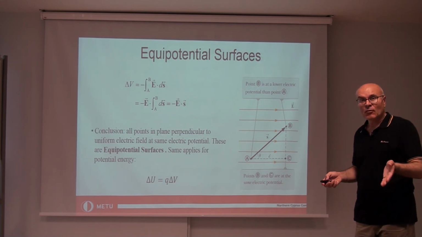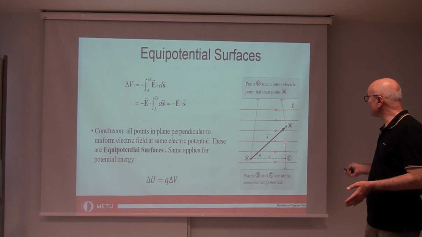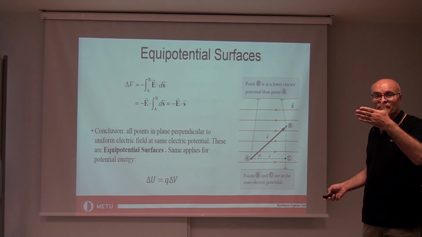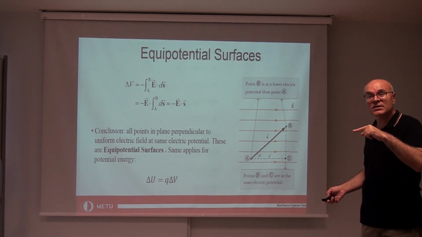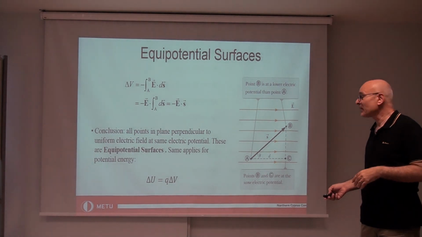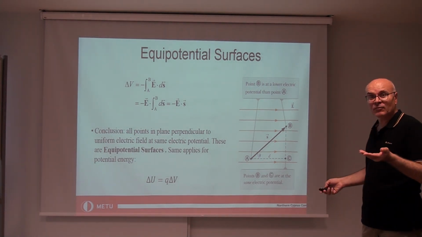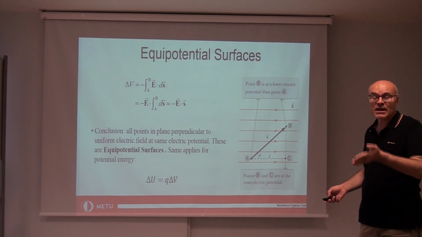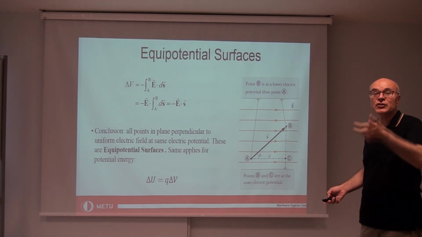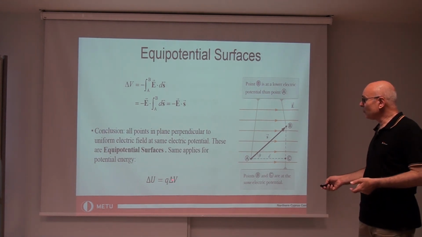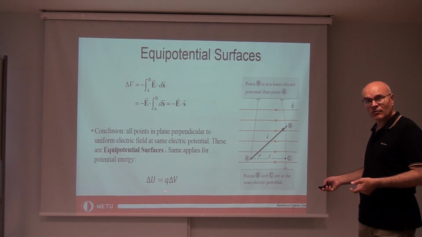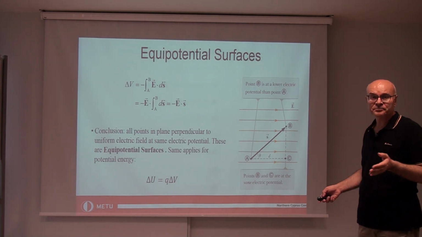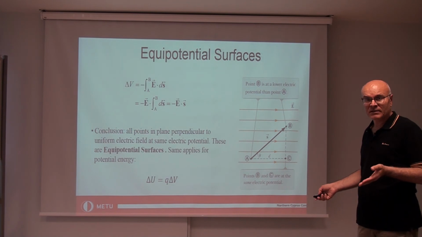Now, on these surfaces, there is no potential difference between any two points on that surface. All the points on that surface are at the same potential. So delta V between any two points on that surface is equal to 0, because they are at the same potential. And the meaning of that also is that if you move any charge on that surface, there will be no change in the potential energy of the charge, because delta U is Q delta V. If delta V is equal to 0, if the two points are on the same equipotential surface, then delta U will also be 0.